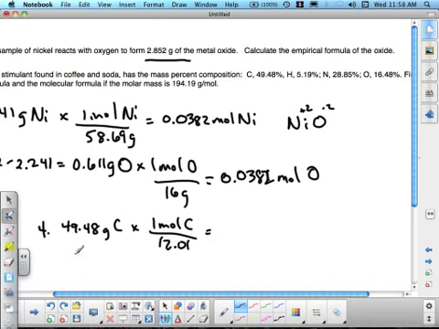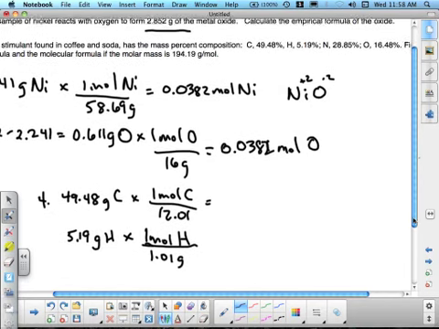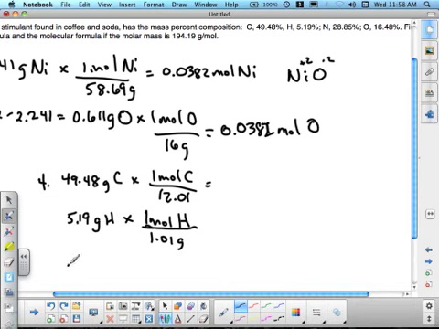We're going to take 5.19 grams of hydrogen, and convert it to moles. Then we're going to go with 28.85 grams of oxygen. Convert it to moles. And then our last one is, oh, that was nitrogen. I do that every time. So let me fix that.